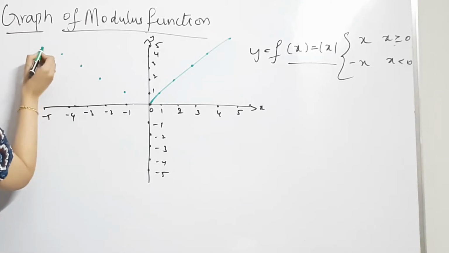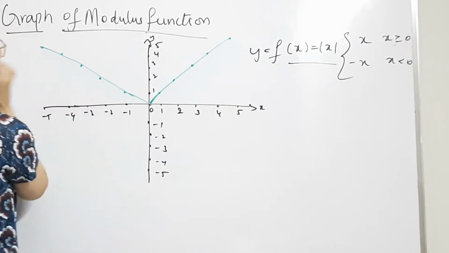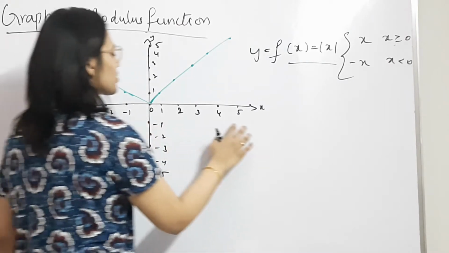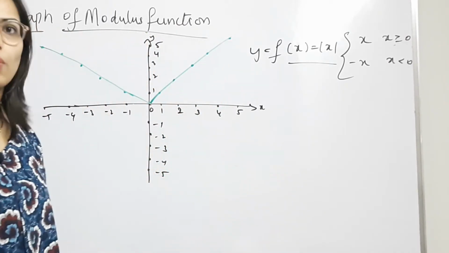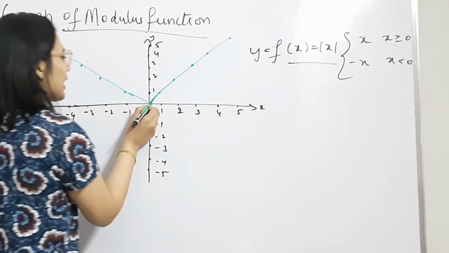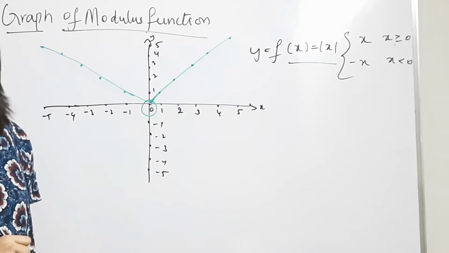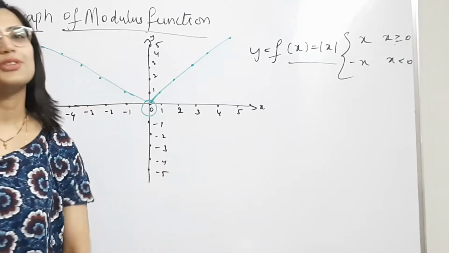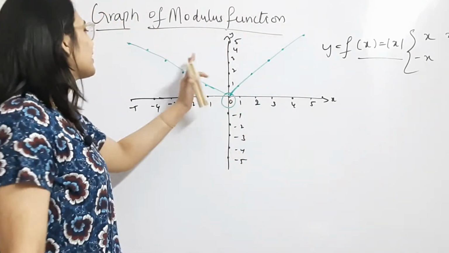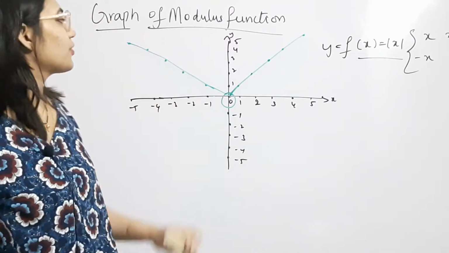So if you say this, how do you draw this now? Like this. So what do you observe here? For all positive values in the domain, you are getting positive y. For all negative values in the domain, you are getting positive y. So the graph at x equal to 0 is shifting from right to left here, right? So this is the graph of the modulus function. It's extremely easy if you plot some values using the definition and then plot the graph. This is how you represent the graph of a modulus function.